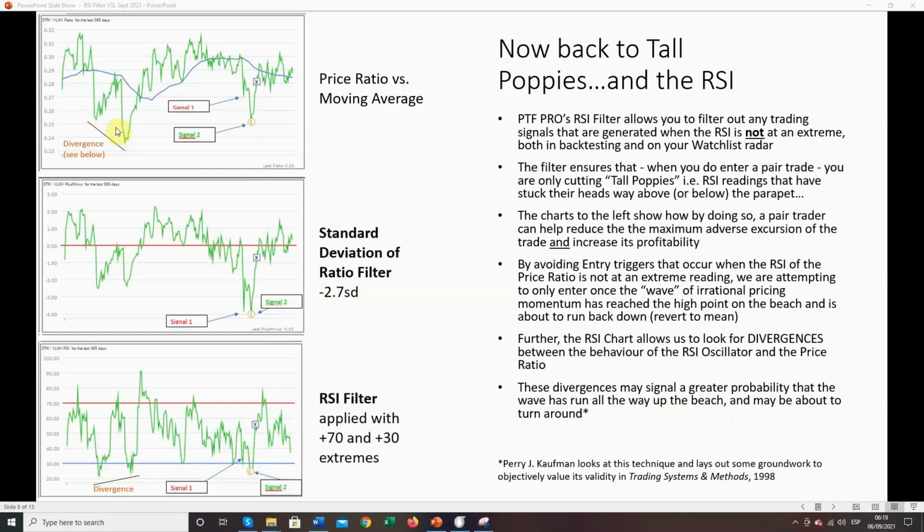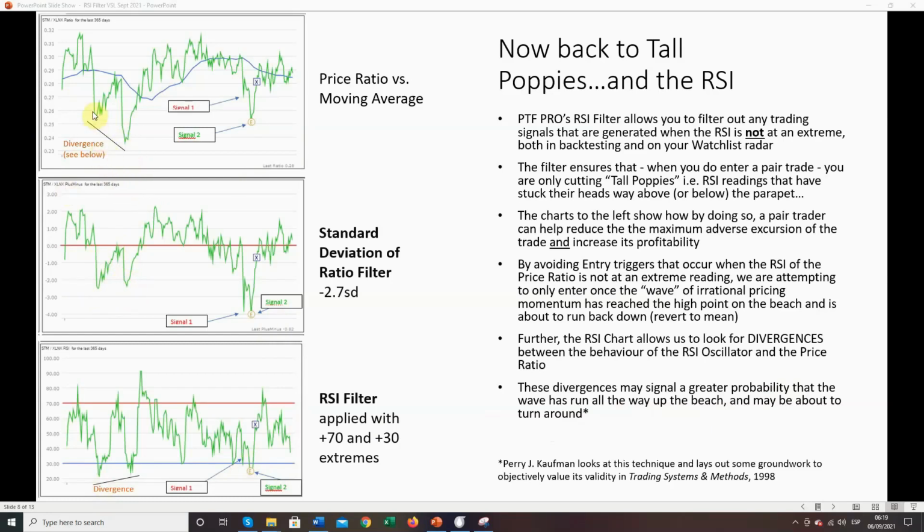Now we have a standard deviation filter of plus or minus 2.7 standard deviations. So it didn't call these trades because they only came to about 2.5 here, maybe 2.4 here. But let's say that it had, and let's say it had called a trade here. Would you have taken it? Maybe. But it calls a trade here. Let's say that happens. Would you take this one?